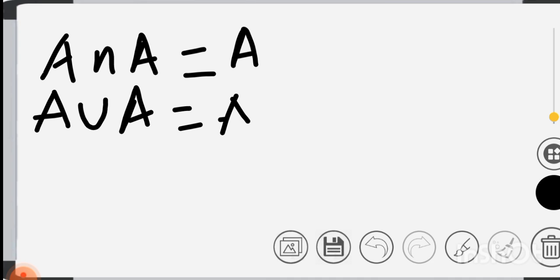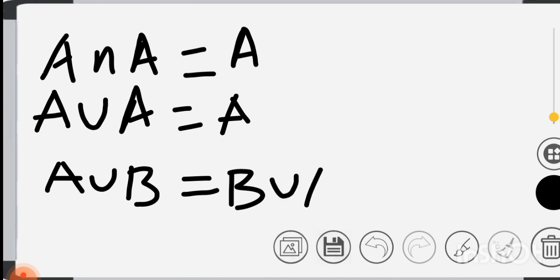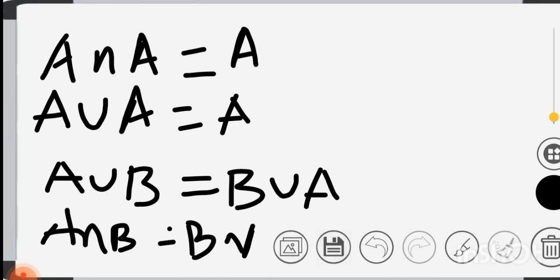Then we also have the associative law. You can look at that. We have the commutative law. You can look at that. Commutative just means, for example, A union B is simply B union A. Whether you interchange A intersection B, it is simply B intersection A. So that is the commutative law.